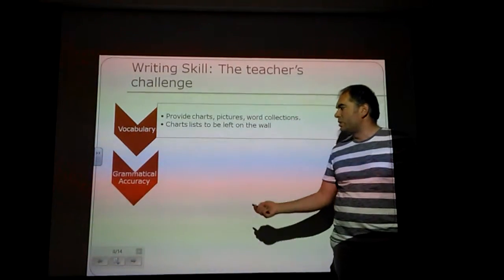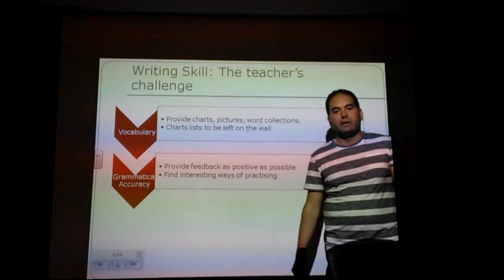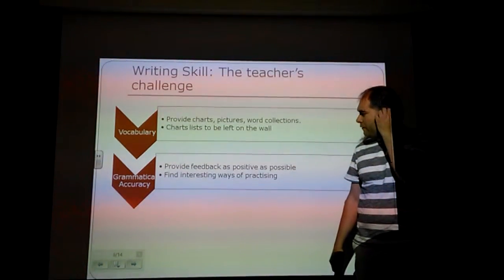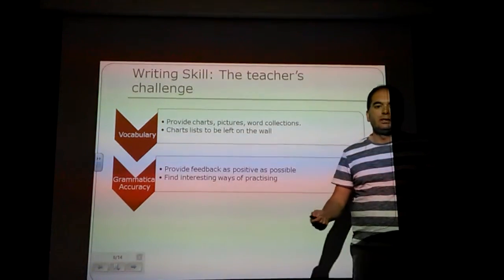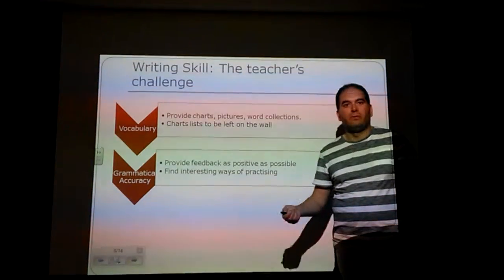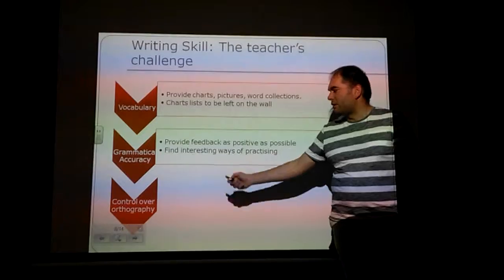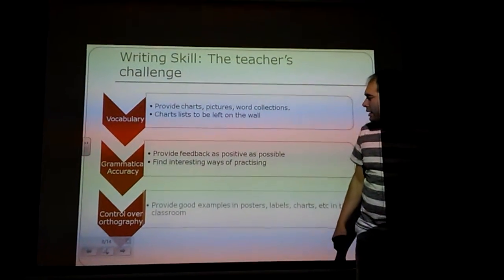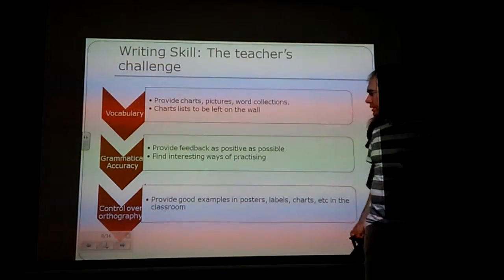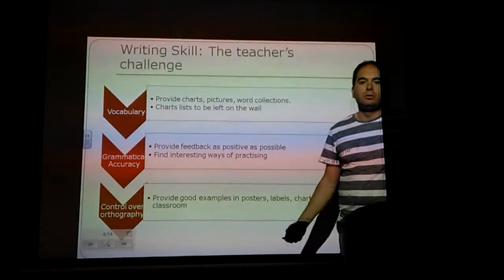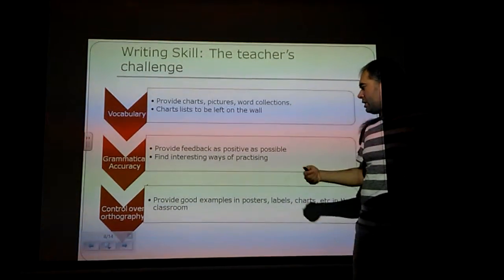Then we have the grammatical accuracy, and what can we do? We can provide feedback as positive as possible, and then we can find interesting ways of practicing the grammar, not only the same exercise that we do all the time. And finally, we have to promote control over the orthography. Again, we have to provide examples in charts, labels, or posters in the classroom, and they will be able to check how to write a word. We can provide a dictionary and so on.